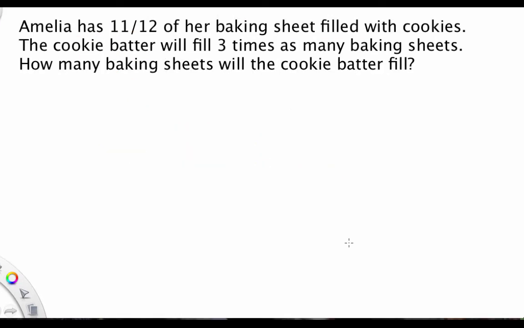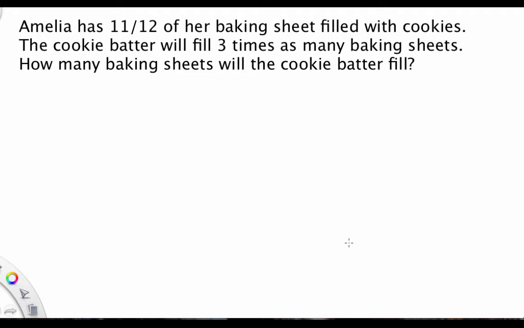We're going to try one more problem together before we do our independent practice. Amelia has 11/12 of her baking sheet filled with cookies. The cookie batter will fill 3 times as many baking sheets. How many baking sheets will the cookie batter fill?